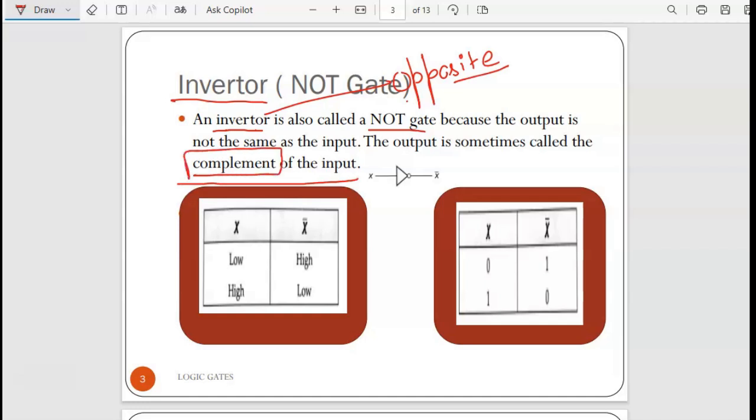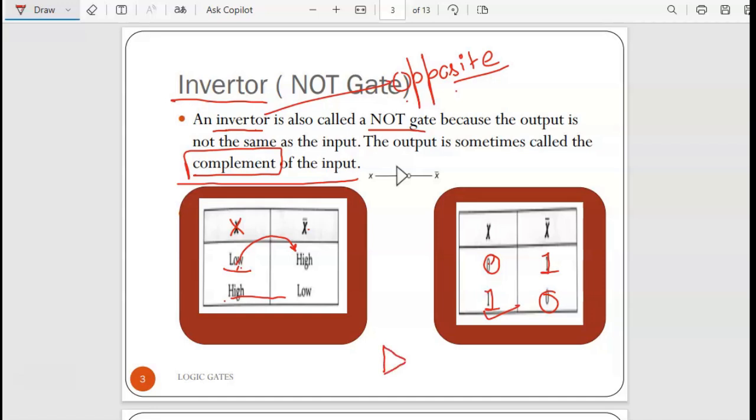Please check: this NOT gate works with one input. If the input is X and the value is low, you know very well that if you write it in the form of 0 and 1, low will be 0 and high will be 1. Then when you take the bar of it, low will become high and high will become low. So 0 will be converted into 1 and 1 will be converted into 0. The inverter gate is quite simple.